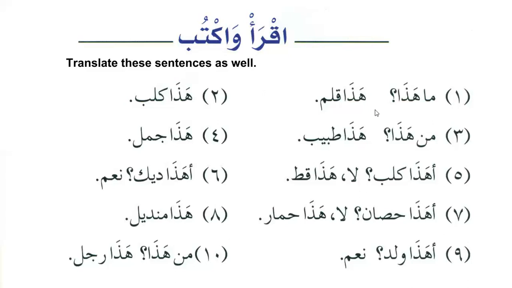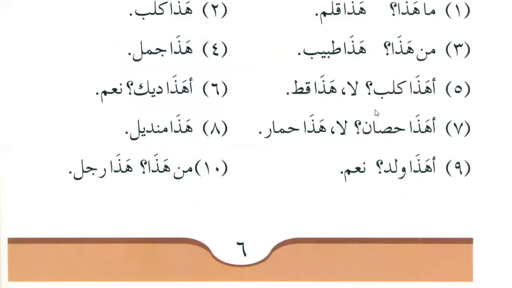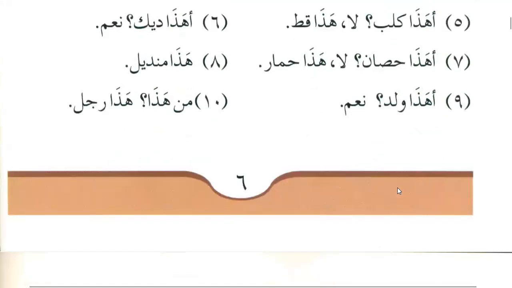Okay, got it. And hada mindilun. Again, mim has kasra. Yes. Mindilun, correct. Mindilun is a handkerchief. Yeah. Ahada waladun? So ahada is a question: is this a boy? Yes. Na'am, so yes. من هذا, so who is this, right? And then هذا رجل. This is a man. Okay, rajulun is man.